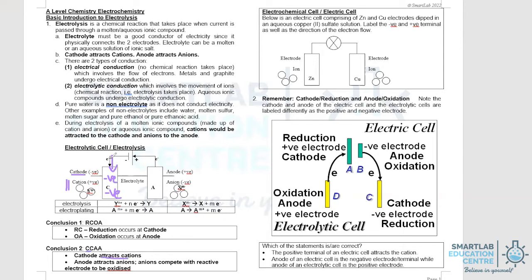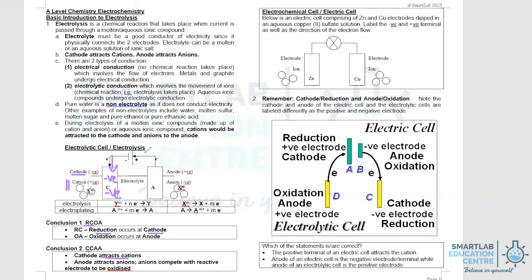Alternatively, we could also say that since the cation that's attracted to this electrode is going to take in or gain electrons, reduction will have occurred. And since reduction has occurred, using the acronym RC, we will know that reduction occurs at the cathode. We will also arrive at the conclusion that the electrode is a cathode.